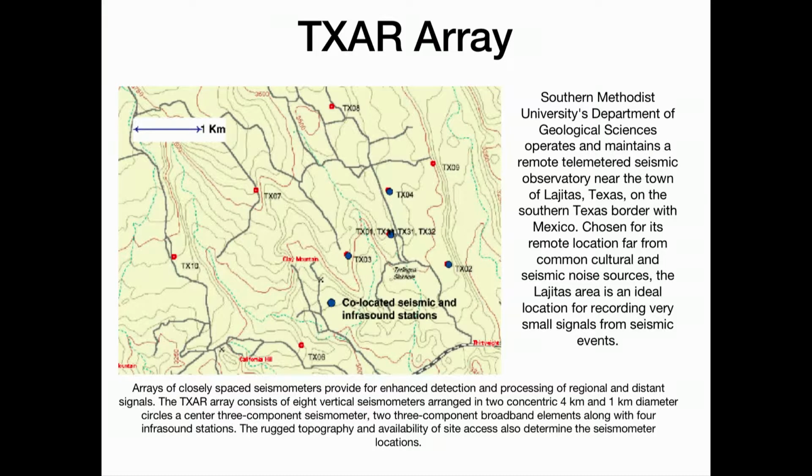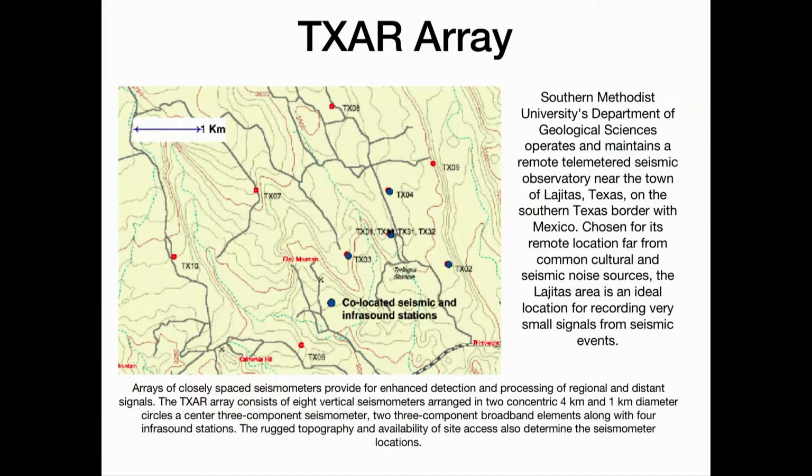Hopefully you can see this, yeah, it came out okay. This is just a topographical map showing a typical array layout. In particular, this is the TXAR array in southern Texas. If you'll notice, there's a big blue thing that says co-located seismic and infrasound stations. East of that, there's one that has a number of labels. If you can see it, the one to the far right is called TX32. We'll be talking about that in a minute.